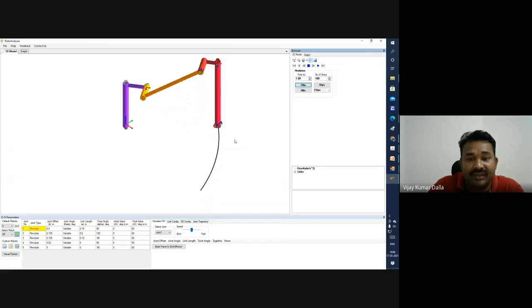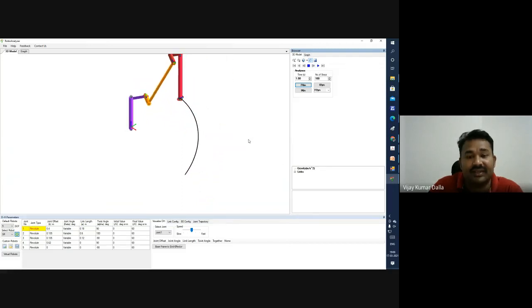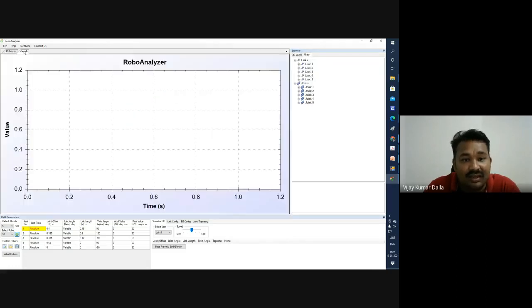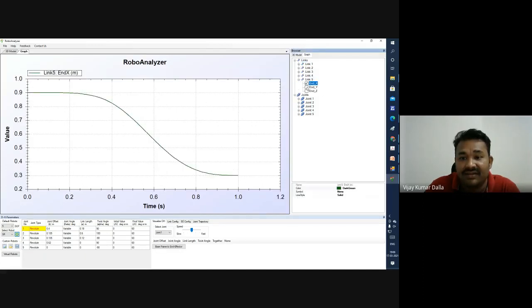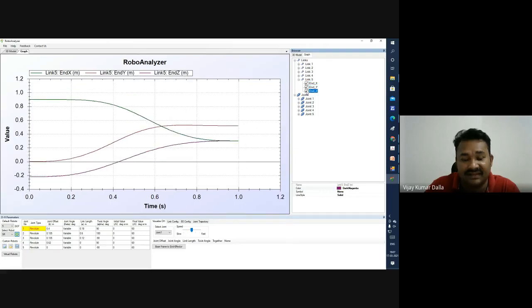See what is happening. Okay, and this path is known as the trajectory. It is given to the robot to follow the specified path. Okay. Now we want to visualize it through the graph. Okay. And we want to know where our end effector is, so the end effector in x direction, y direction, z direction.